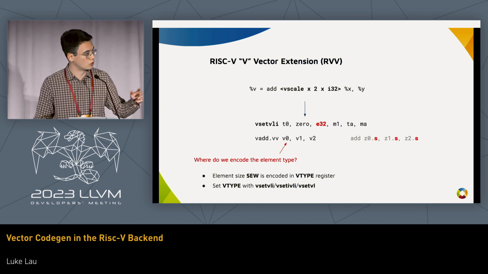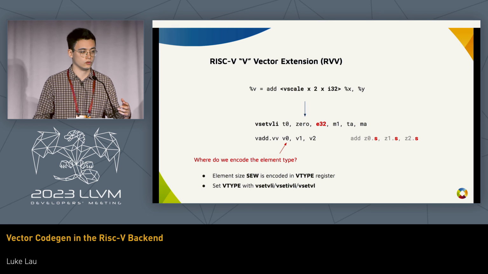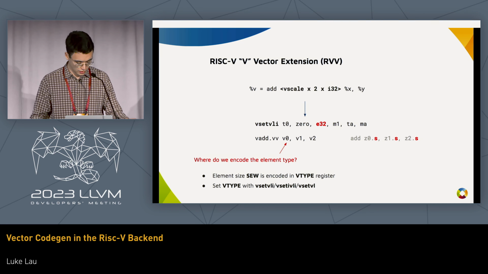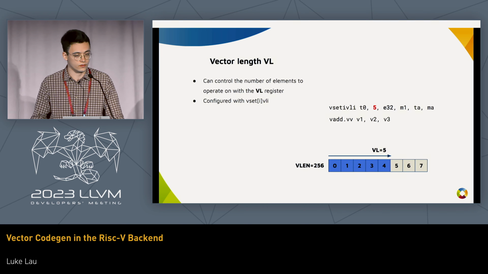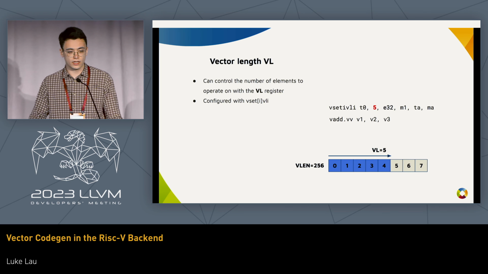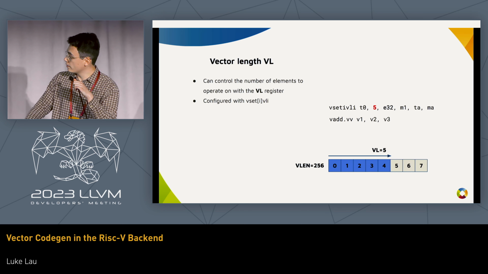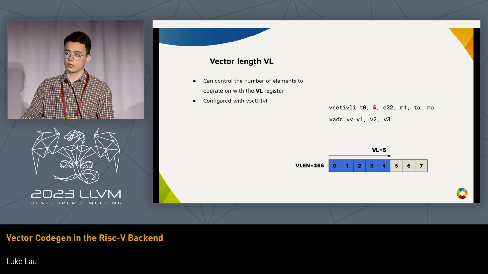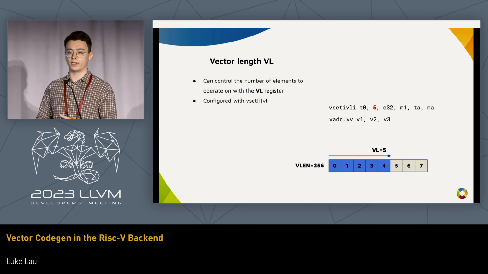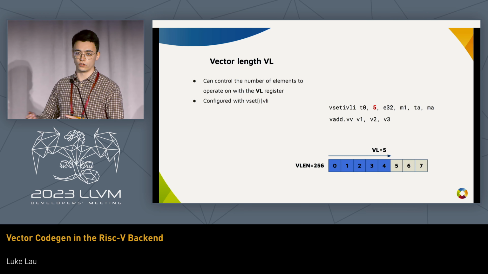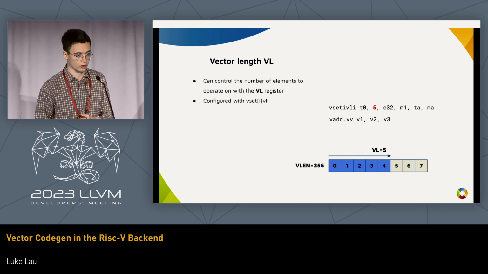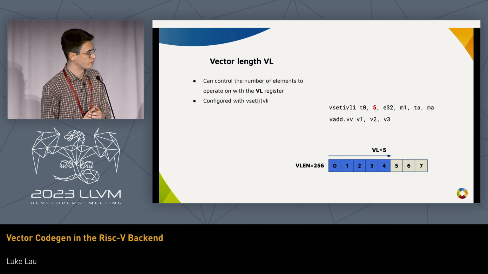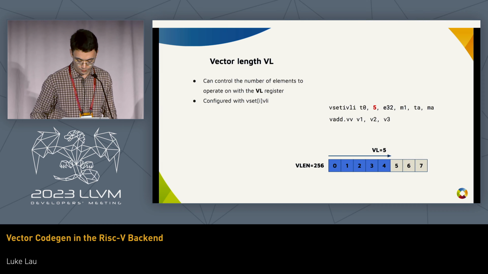But you can see that there's a bunch of other operands as well in this vsetvli instruction. They allow us to control all these different configurations on RVV and configure some of its features. One of the most important features is this notion of vector length, or the VL register. What this VL register allows us to do is control the number of elements that we operate on by predicating the first n elements. So for example, if we set this VL register to 5, then we'll only operate on the first 5 elements of the vector register. And again, we configure this with vsetvli.